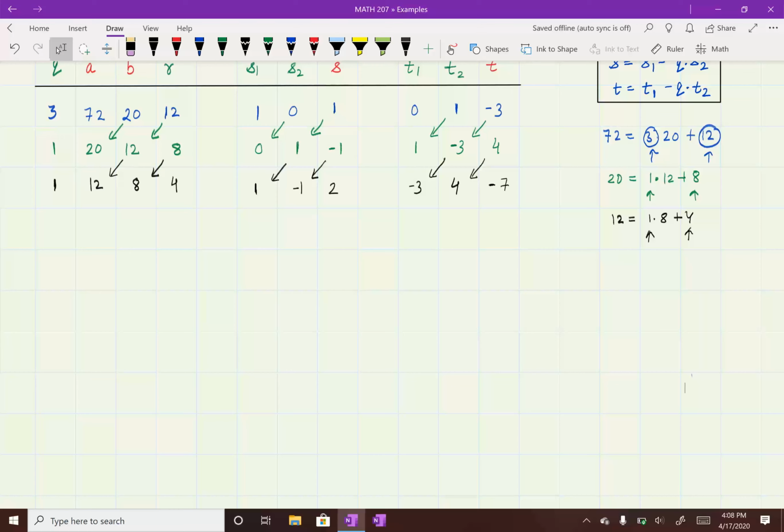Now again we repeat the process, and by shifting the column, the new value of A is 8, the new value of B is equal to 4, the new value of S1 is going to be equal to minus 1, the new value of S2 is going to be equal to 2, the new value of T1 is going to be equal to 4, the new value of T2 is going to be equal to minus 7.